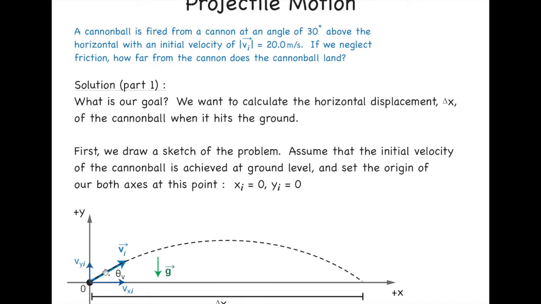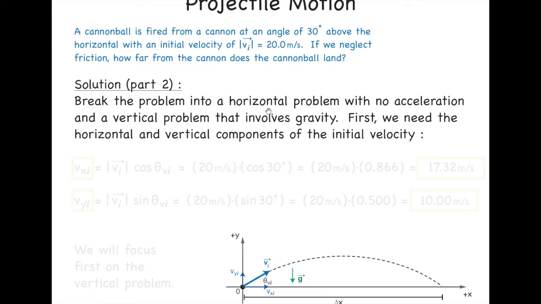So we have some initial velocity, which we can break into a y component and x component. We have gravity pointing downward, and we know the angle of that velocity vector, 30 degrees above the horizontal. Okay, we'll choose our origin to be at the point where the cannonball is launched. So this point here is x equals 0 and y equals 0.